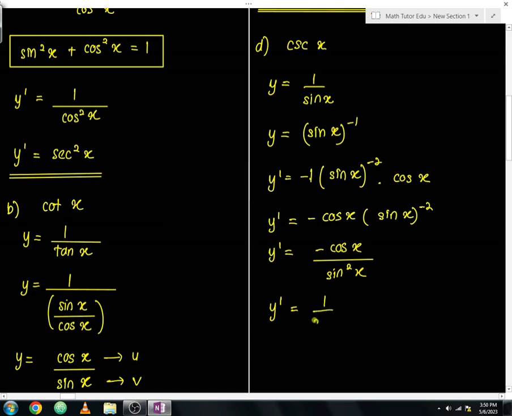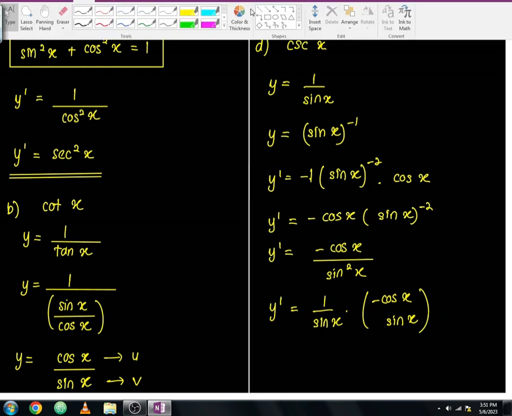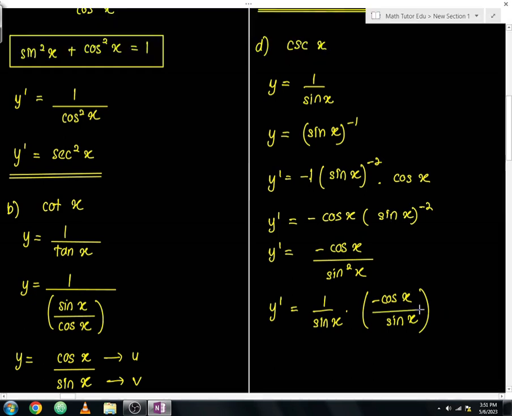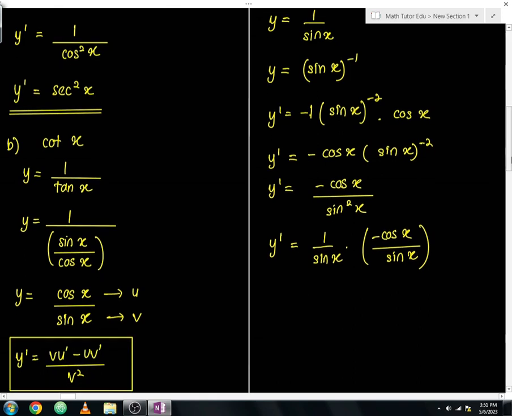So from here 1 over sine x. Let me factor this out. So you are left with negative cos x over sine x. So y prime will be equal to, this 1 over sine x we can write as cosecant x, and then times negative cos x over sine x. So this expression we can write as negative cotangent x.